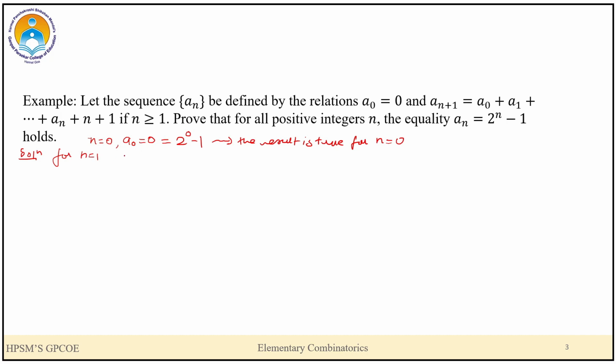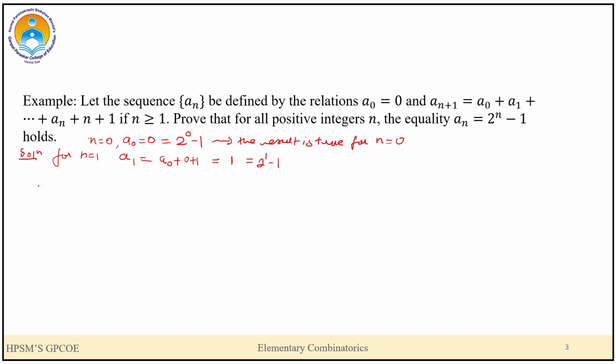If we try for n equal to 1, we will get over here for a1, we should be able to express it as 2 raised to 1 minus 1. So in this case, if you put n equal to 0, we will get a0 plus 0 plus 1. Put n equal to 0 in that expression. a0 is nothing but 0, so we will finally get value 1, which is 2 raised to 1 minus 1. So we see that the result is true for n equal to 1 as well.